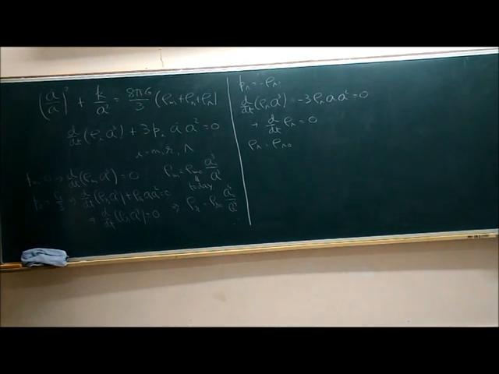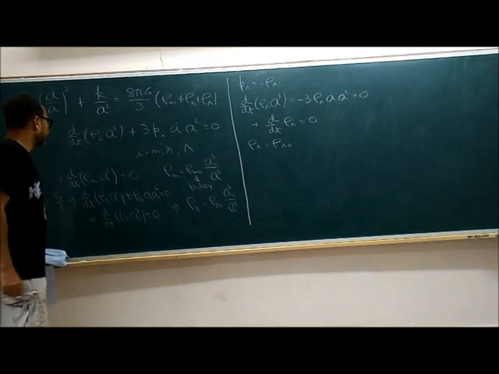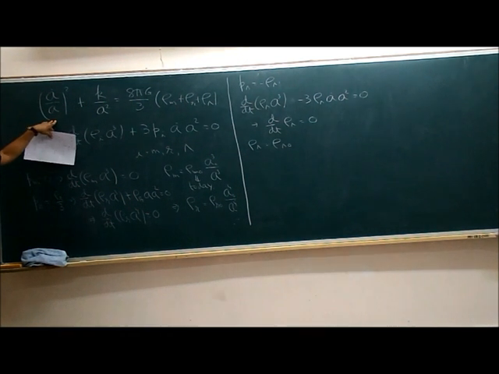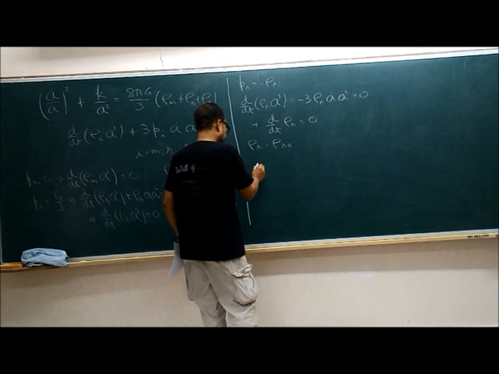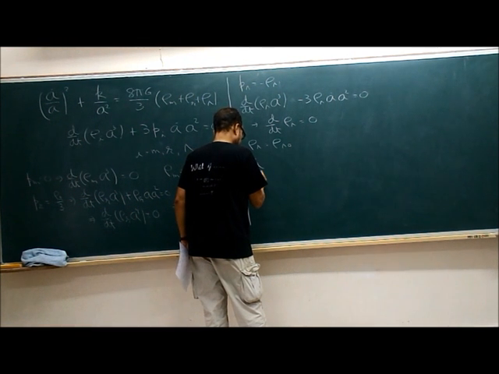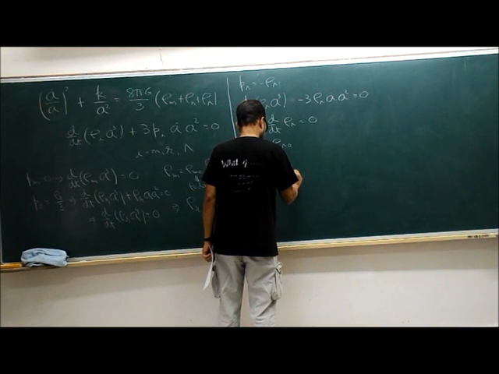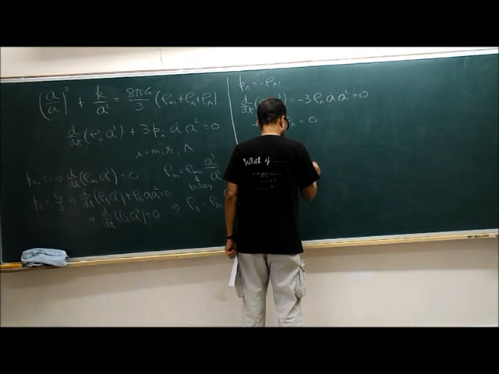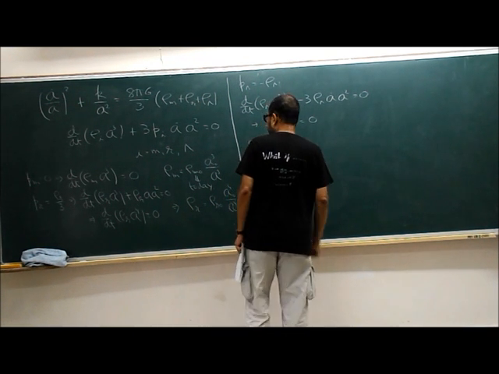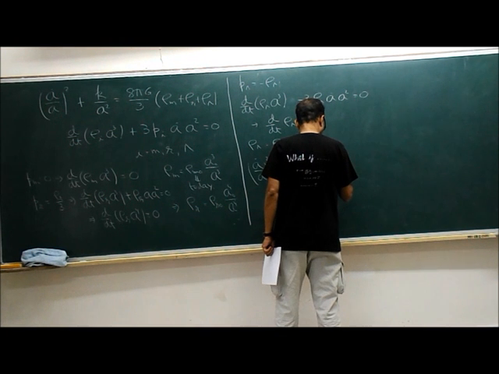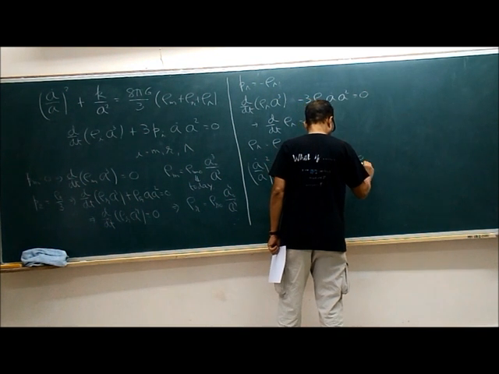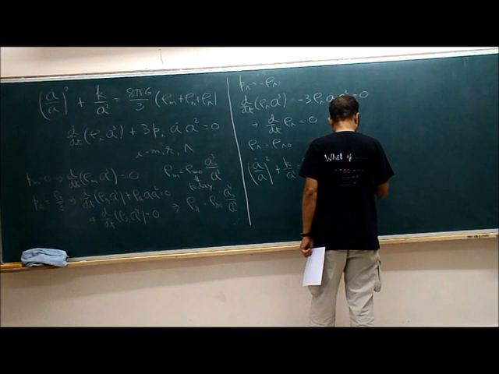Is this okay? So now let's substitute this back into the Friedmann equation. We get (A dot over A) squared plus k over A squared is 8 pi G over 3 times rho_m naught A naught cubed over A cubed plus rho_r naught A naught to the 4 over A to the 4 plus rho_lambda.